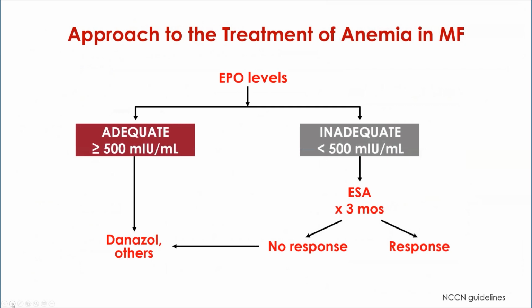What do we do about anemia? Anemia can be a consequence of the therapy, we said, with some of the JAK inhibitors. Unlike, I should say, with pacritinib. Pacritinib is approved for patients with platelets below 50 because it's not myelosuppressive.